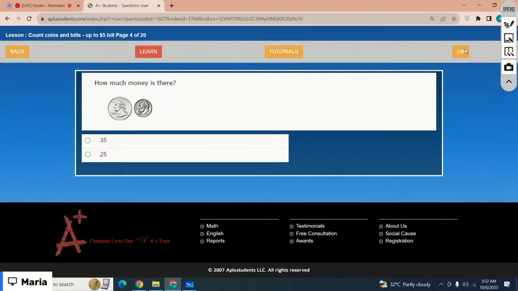You are given just two coins, right? The first one is a quarter. You count quarters by 25s, right? That means 0.25. Then you have a dime. You can count the dimes by tens, right? So you need to add 0.10. Very good. That would be option number one, 0.35.